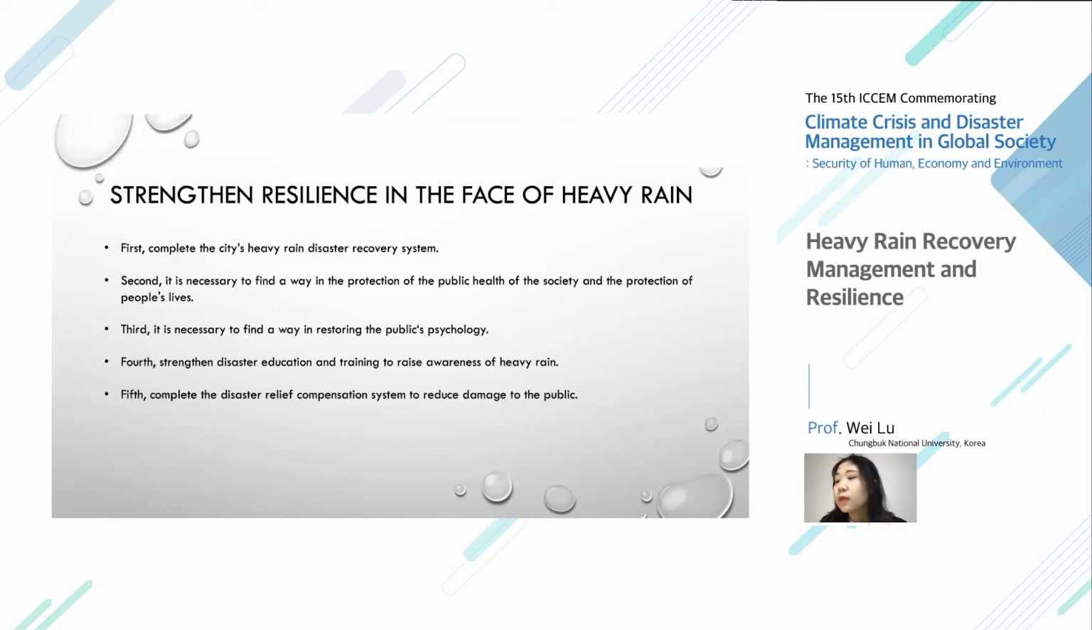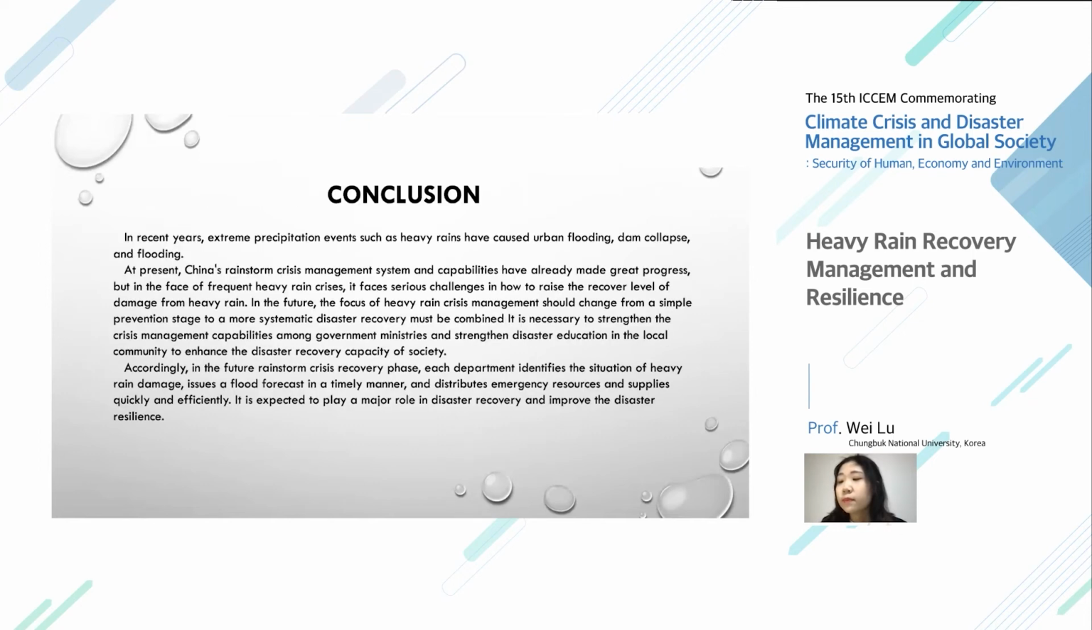Fourth, strengthen disaster education and training to raise awareness of heavy rain. Fifth, complete the disaster relief compensation system to reduce damage to the public.